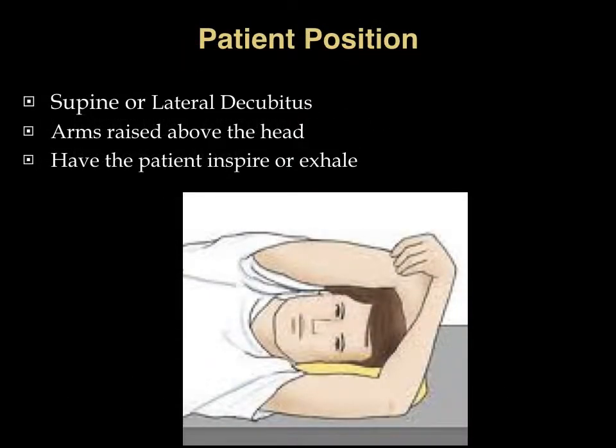Have the patient lie either supine or in the lateral decubitus position. To help maneuver around the ribs, you may ask them to rest their arm above their heads or take a deep inhalation or exhalation to see if this improves your view.